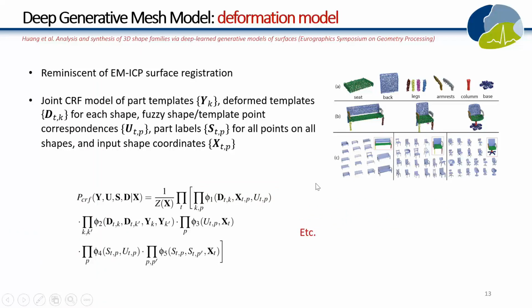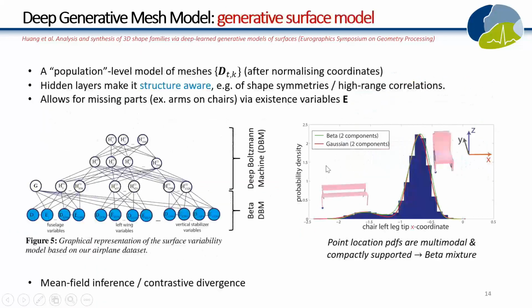So this is all trained by mean field inference. And the other building block is a generative model of surfaces, which gives you a way to know the main modes of variability for surface points on your mesh. And you are allowed to have missing parts for different shapes. Let's say some chairs don't have arms, so you are allowed to have missing parts. And they propose a deep Boltzmann machine as a generative model of shapes.